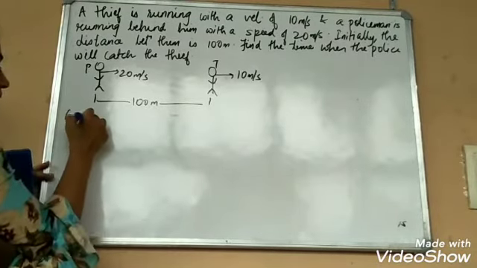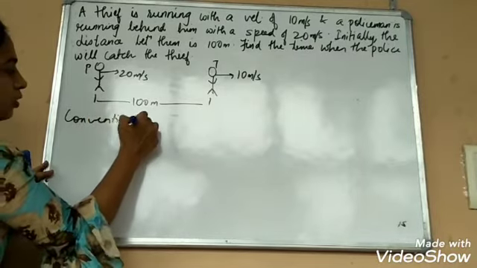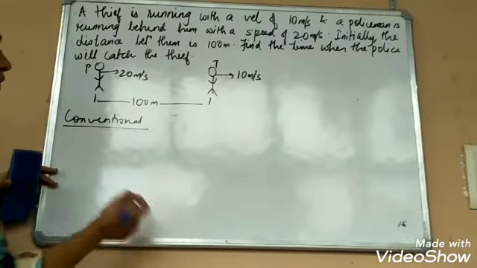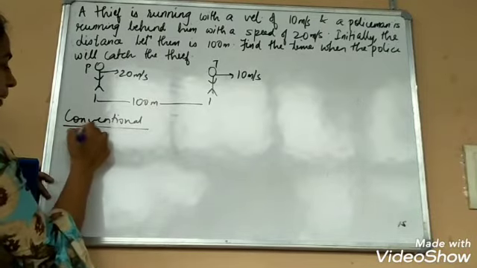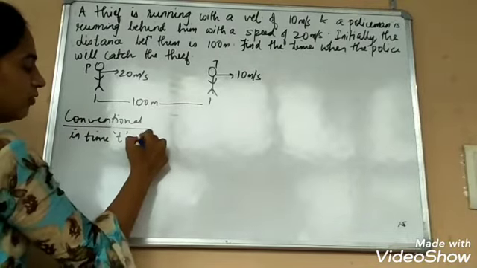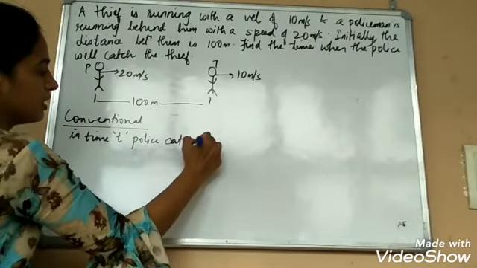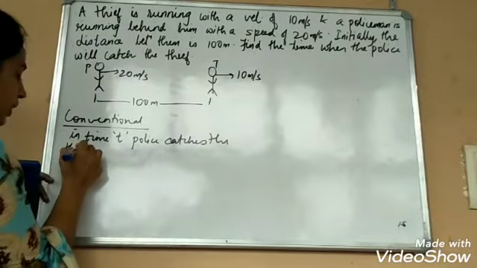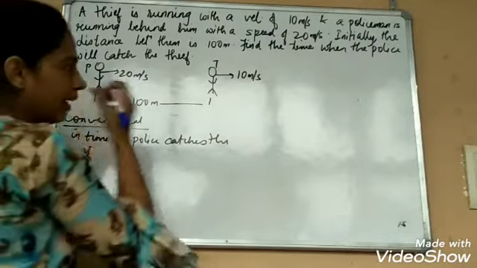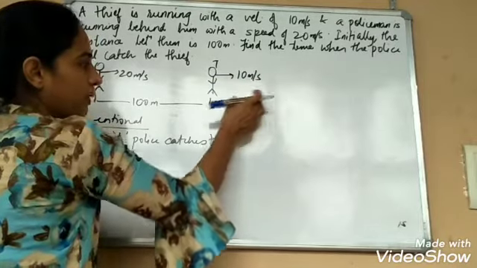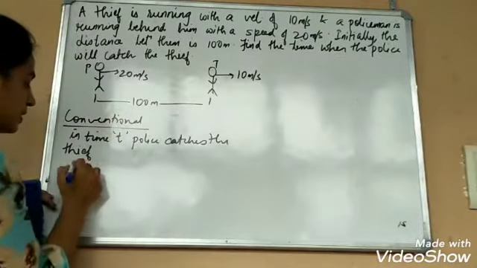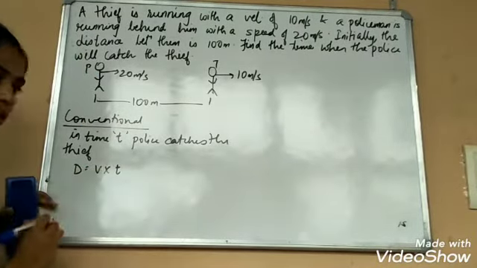So there is a conventional method to solve this problem. The conventional method would say that, for example, let's say in time t, police catches the thief. You have to assume that in time t. Now, in time t, with the velocity of 10 meter per second, how much distance will the thief cover? Okay, we know distance is equal to velocity into time, right?